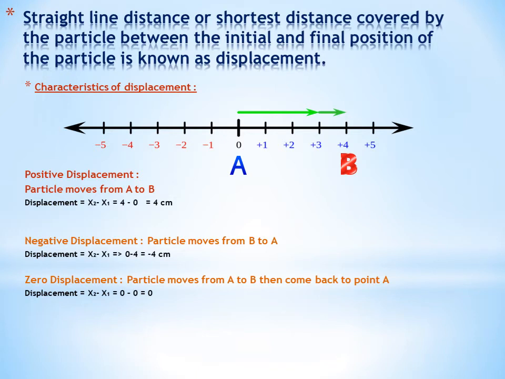For zero displacement, consider the particle moves from A to B and then comes back to point A. In that case, the initial value and the final value are both 0.